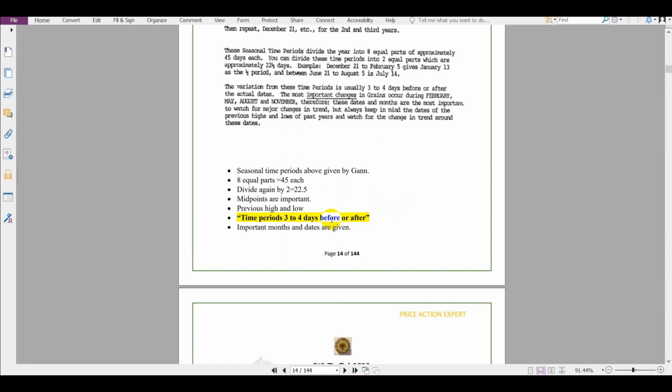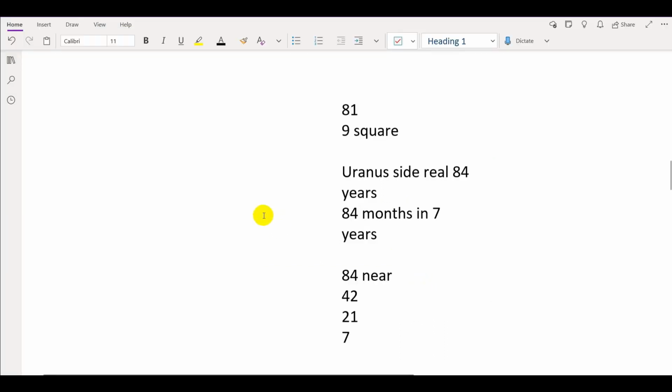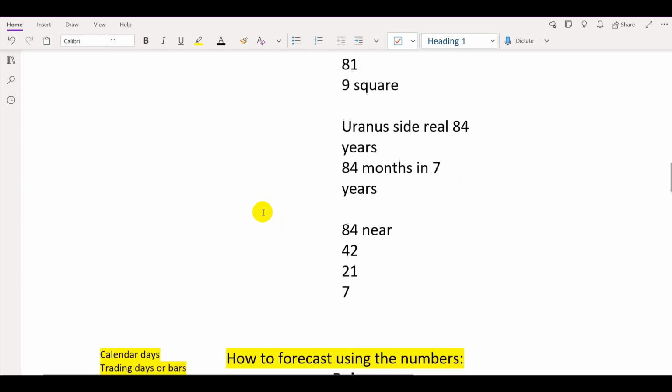So here Gann himself mentioned that time periods 3 to 4 days before or after are very, very important. But here we are using confluence. We will get it as accurate as possible. Once you progress, you will understand yourself.